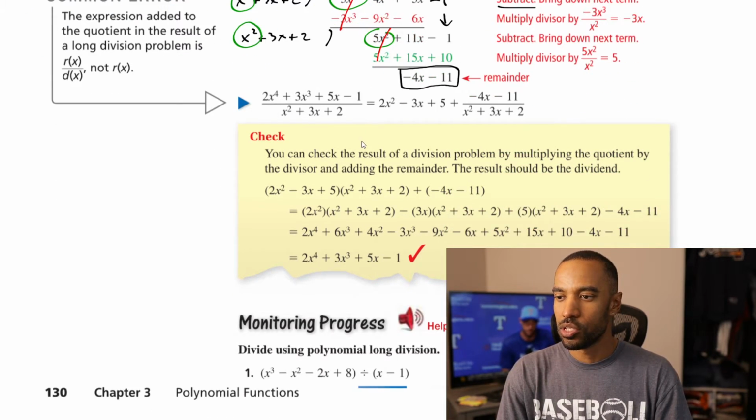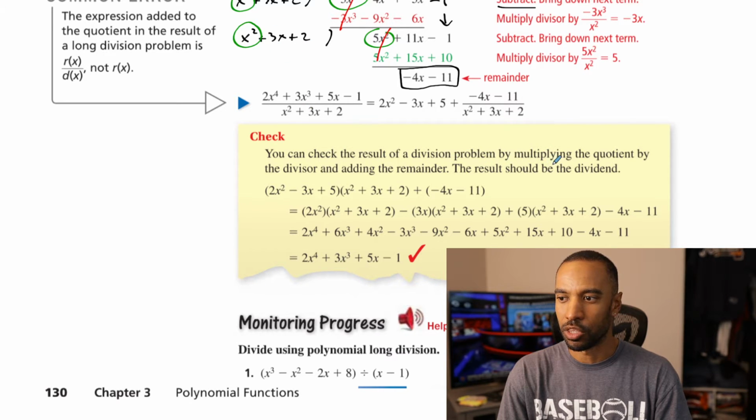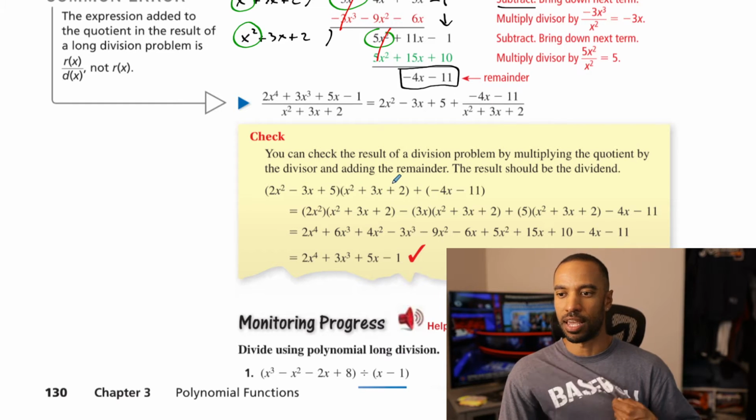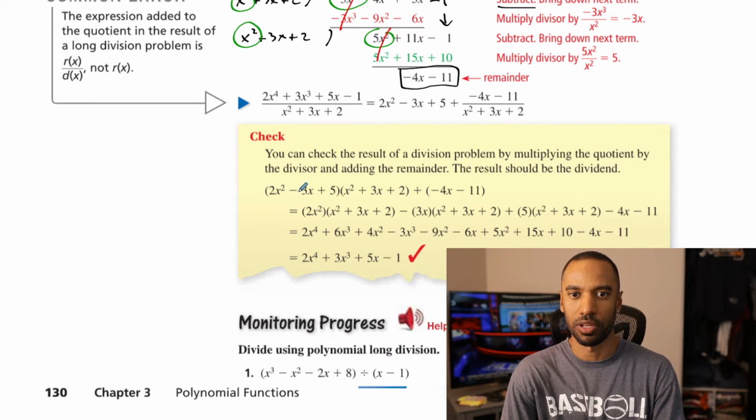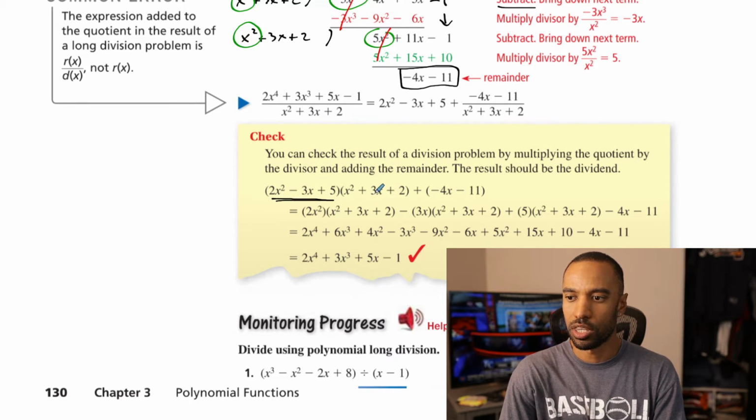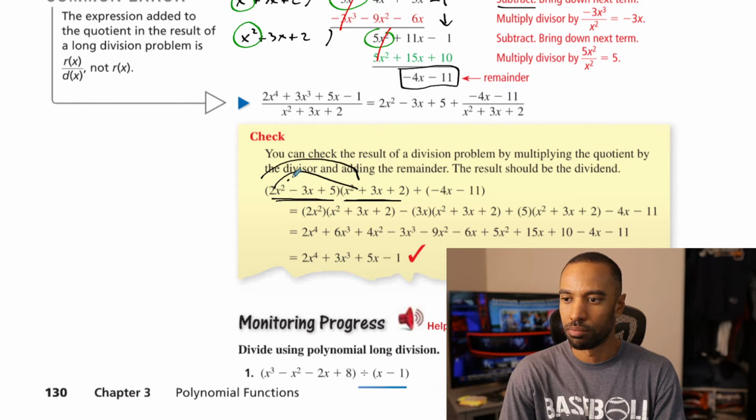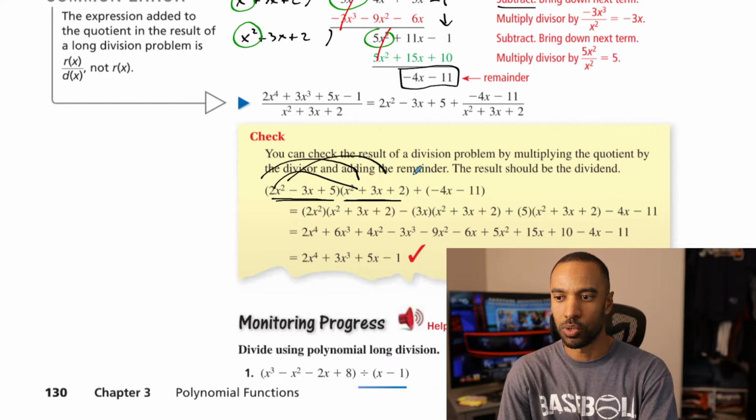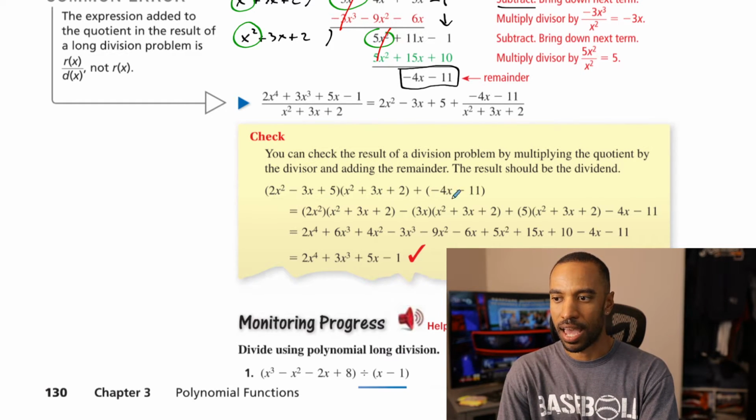All right, you can check the results of a division problem by multiplying the quotient by the divisor and adding the remainder. The result should be the dividend. A lot of that kind of sounds funky, but let's take a look at what they had. Here's the quotient. They're multiplying by that divisor, and they do their whole distribution stuff. I'm not going to get into it. But notice that the remainder is added afterward.